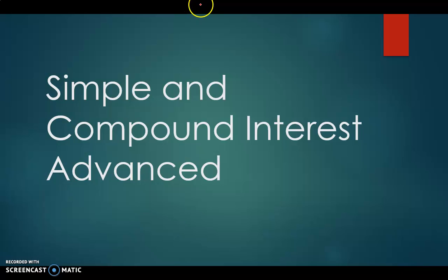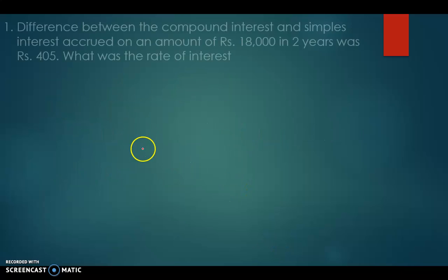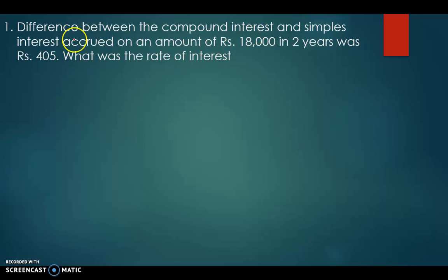We have to take some examples of simple and compound interest on advanced exercises. First of all, the difference between the compound interest and simple interest on an amount of rupees 18,000 in 2 years was rupees 405. Now what was the rate of interest?